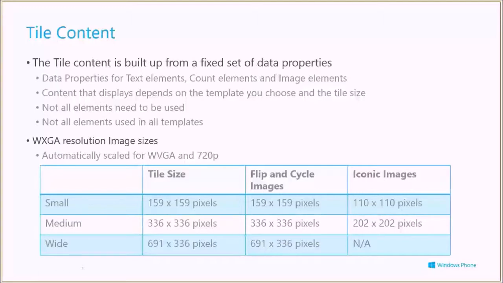There are three resolutions that you can use. We've got the WXGA resolution image sizes, which is the highest resolution. These are the sizes for small, medium and wide. You might want to check that whenever you're creating the artwork for your application. However, you do not have to create others for the WVGA and the 720p, unless you're a pixel perfect person, in which case you can create the other ones as well.